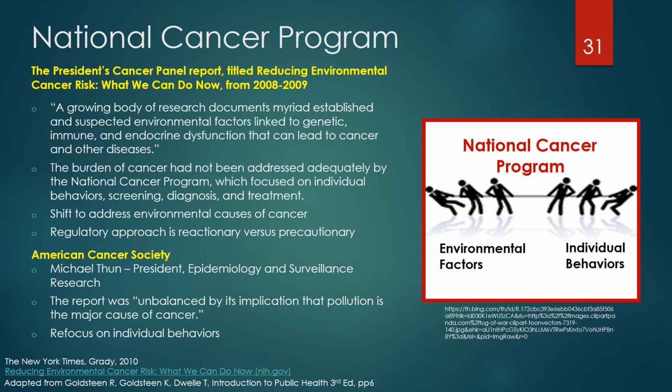The President's Cancer Panel report, titled Reducing Environmental Cancer Risk, What We Can Do Now, from 2008 to 2009, provides an example of the struggle between individual behaviors, health promotion, and environment population health approaches. That report found that a growing body of research documents myriad established and suspected environmental factors linked to genetic, immune, and endocrine dysfunction that can lead to cancer and other diseases.